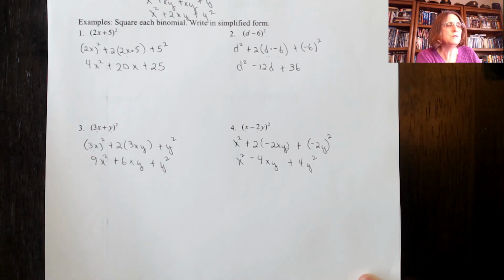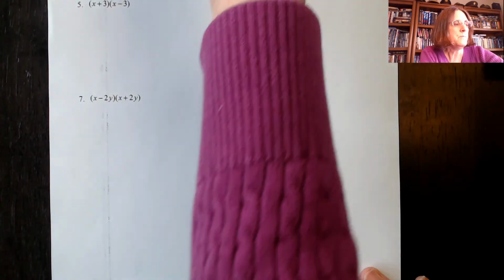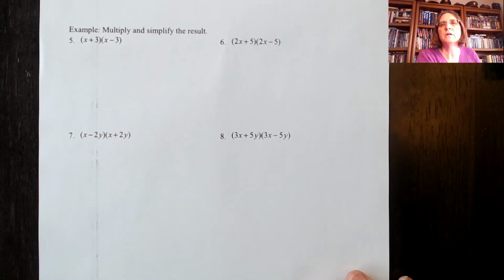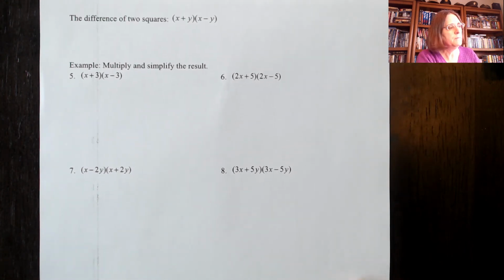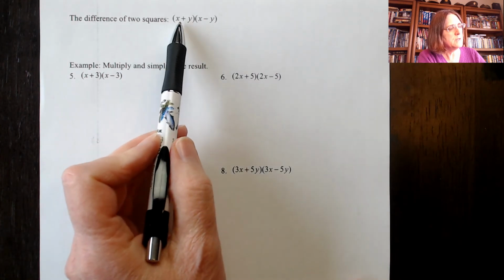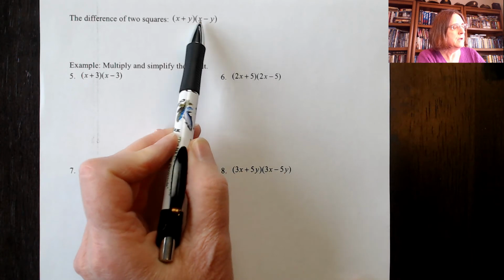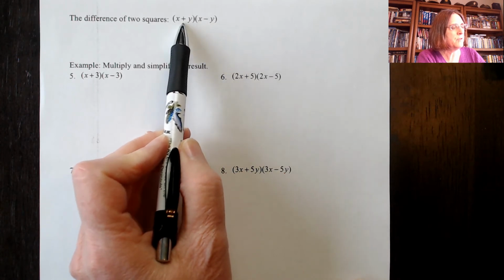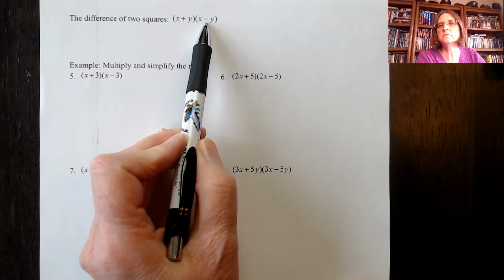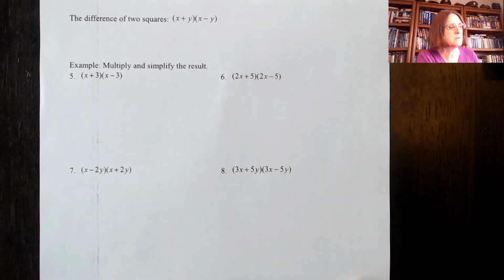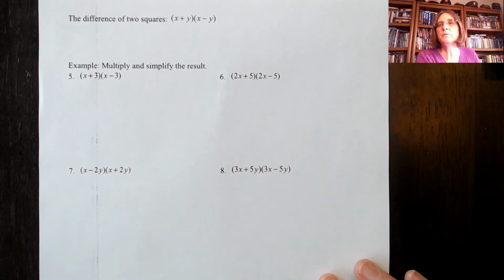Now let's take a look at two other binomials. Our next two binomials are binomials that look almost the same. One is x plus y and the other is x minus y. Everything is the same except for the operation sign that joins the two terms. One is joined with a plus, the other is joined with a minus. Let's see what happens when we multiply these two together using FOIL.